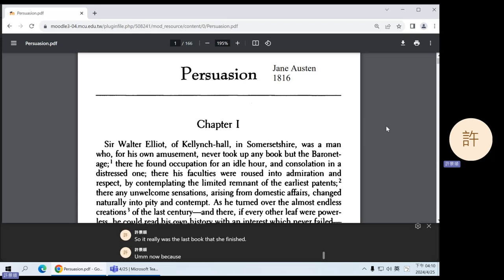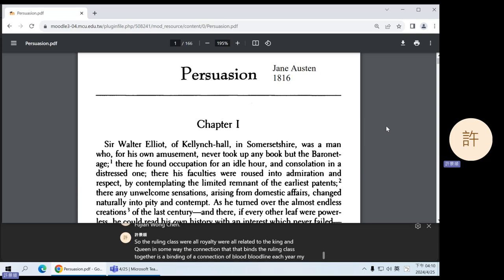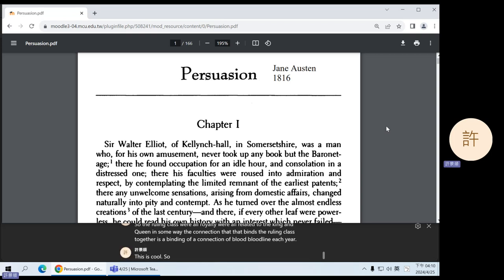Now, because of Austen's personal background, most of her stories also are about upper-class people. So at the time, Britain was also a monarchy. It was actually a feudal monarchy. So the ruling class were all royalty, were all related to the king and queen in some way. The connection that binds the ruling class together is a connection of blood, bloodline. So power for the upper class is related to how close you are to the king and queen.